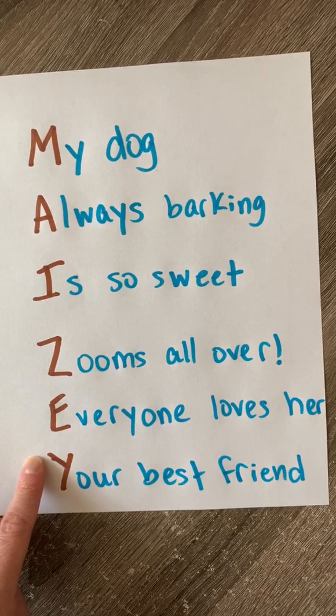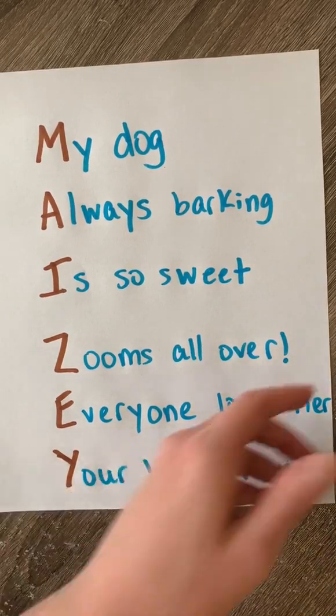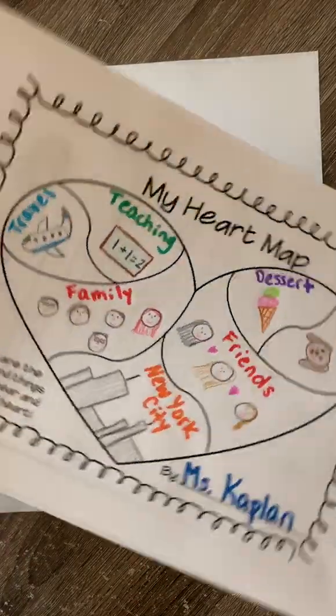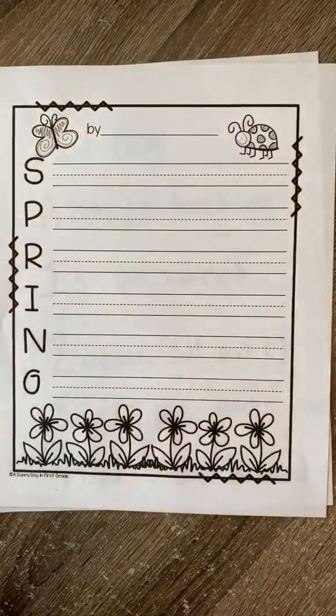Your turn today, first graders. You can choose to write an acrostic poem about anything from your heart map, or you can choose to write an acrostic poem about the season of spring.